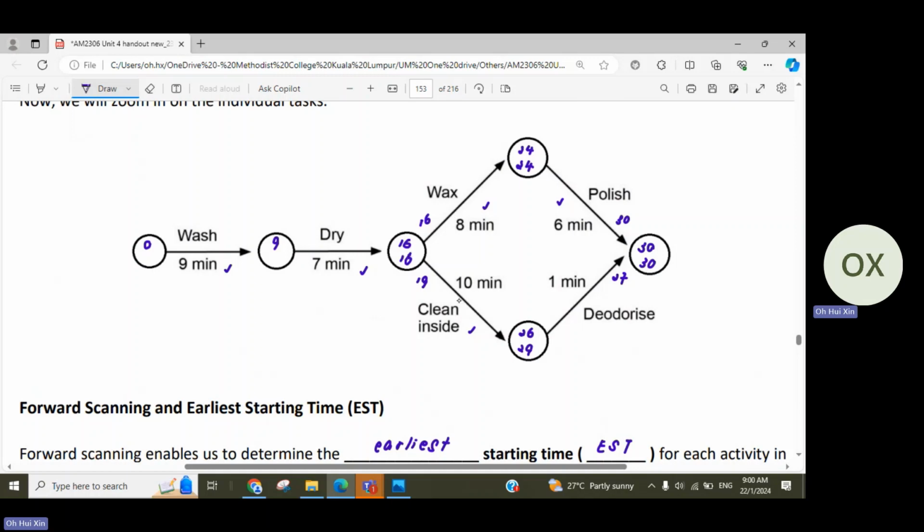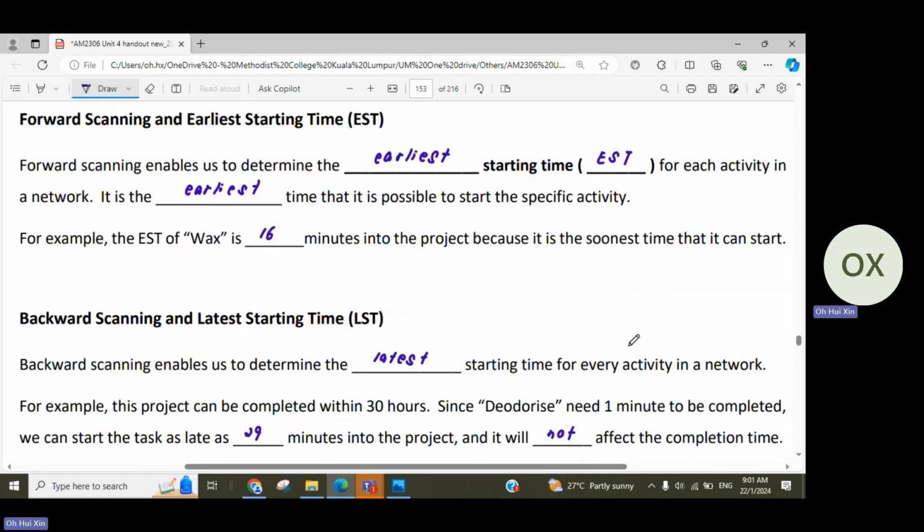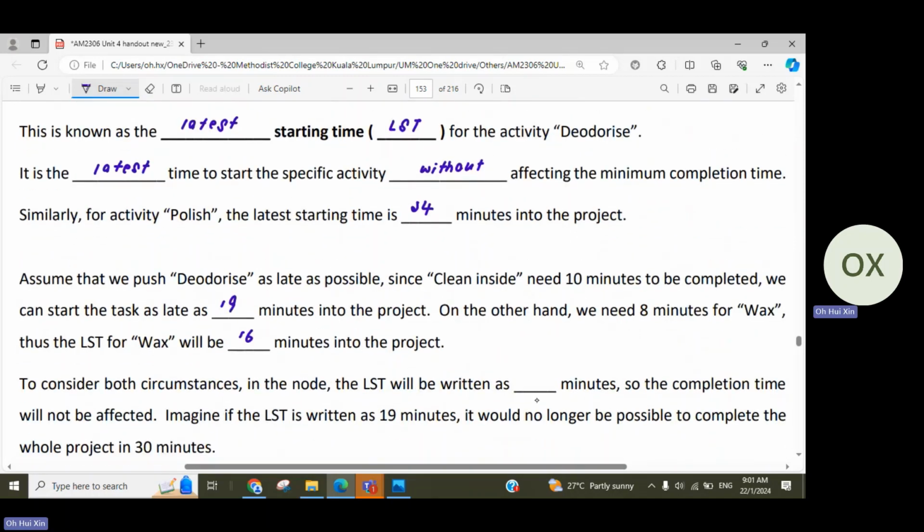But if the question asks you what is the LST for clean inside, your answer is 19, not 16. So you must be very careful of that. Because when we are talking about EST and LST, we are talking about individual tasks. But when we are writing in the node, we are considering all the edges going backward to this node. So that's why in the node, the LST will be written as 16 minutes so that the minimum completion time would not be affected.